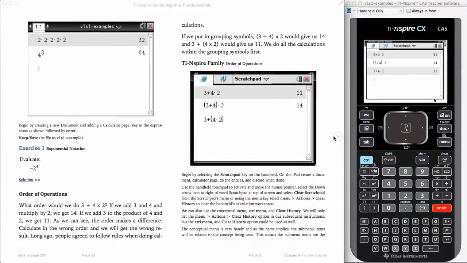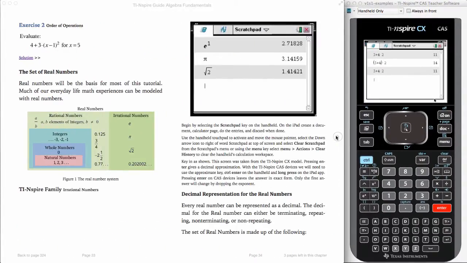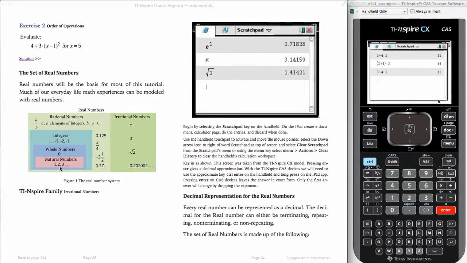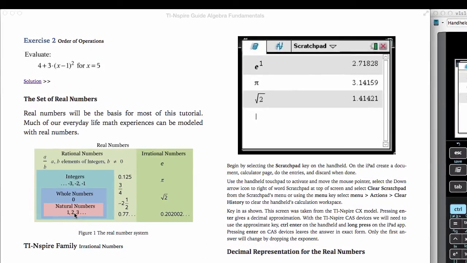Moving forward a couple pages, we see how our real numbers are organized. Starting off with the natural numbers, 1, 2, 3, also referred to as the counting numbers.